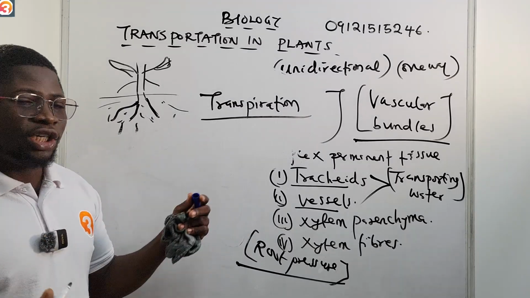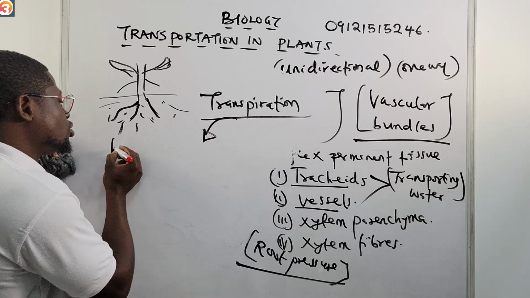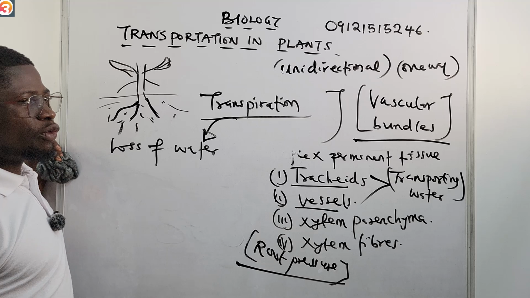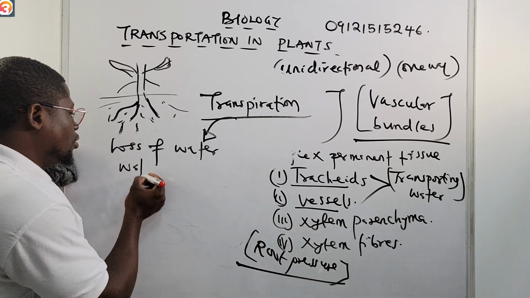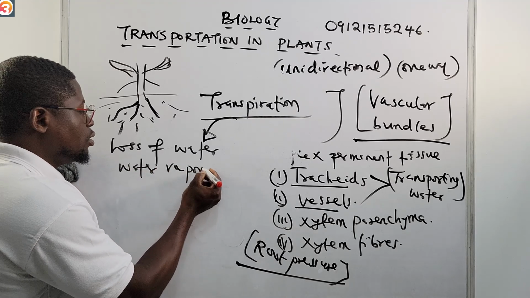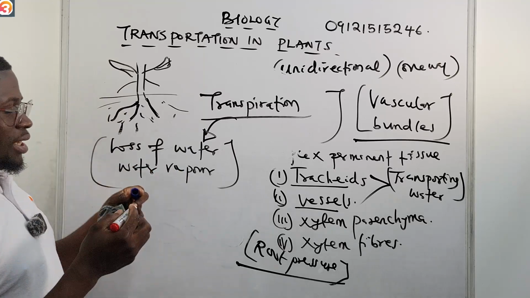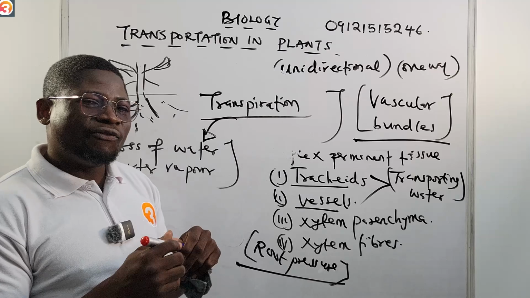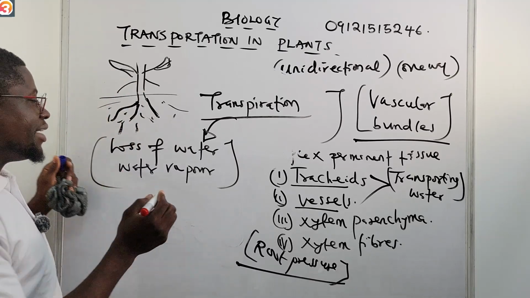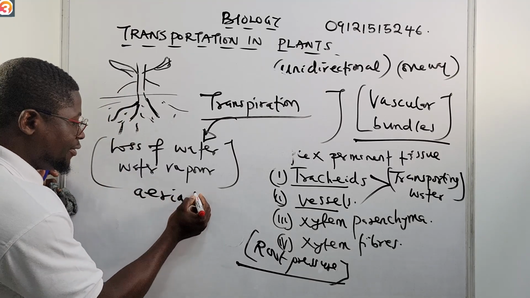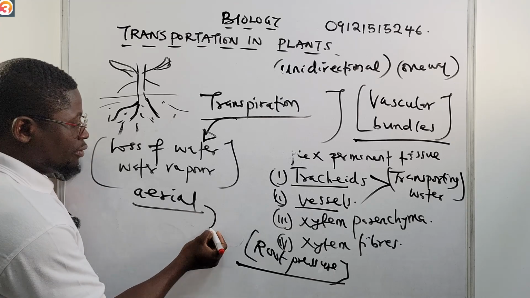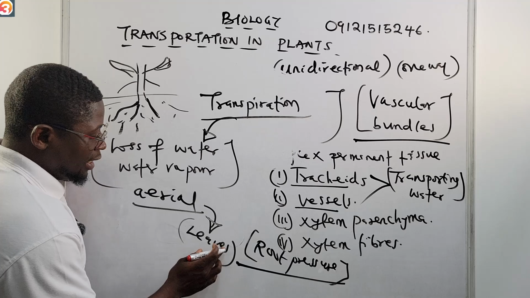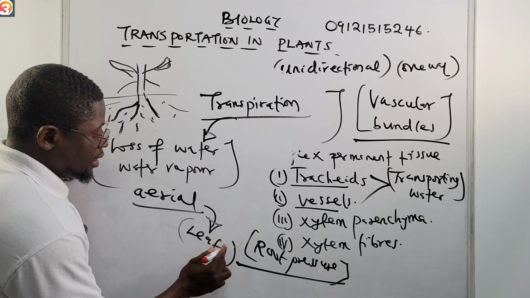Now, what is this transpiration? Transpiration is the loss of water in the form of water vapor from the aerial part of the plant. That is what we're talking about. The aerial part of the plant. We're talking about the leaves.